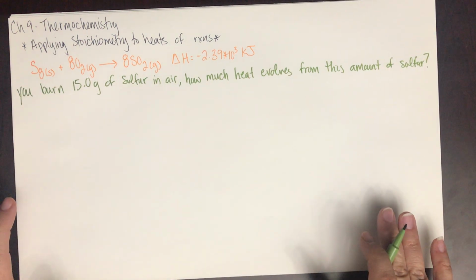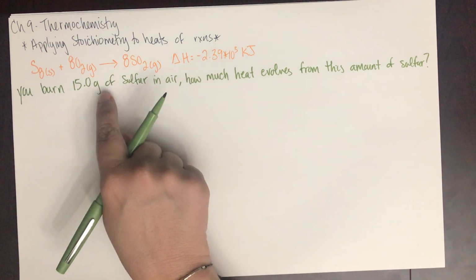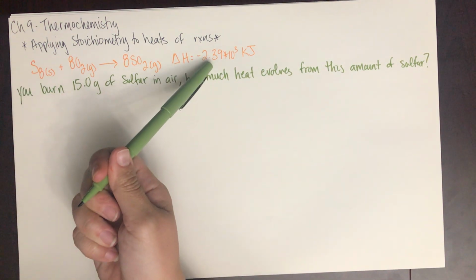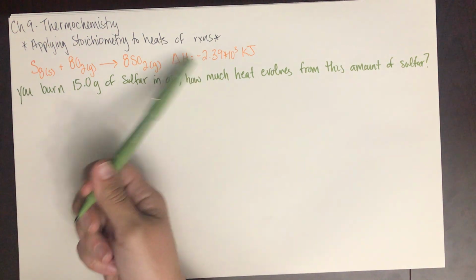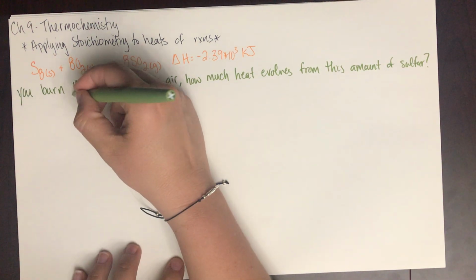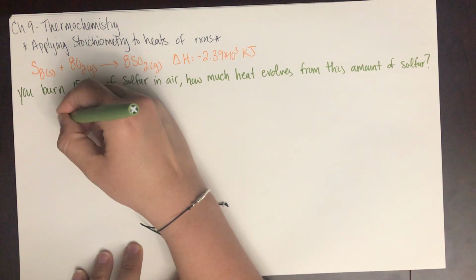Okay, so essentially what we want to know is how much heat is evolved from 15 grams of sulfur burning. What we have is this much heat evolved from 1 mole of sulfur burning. So we're just going to convert it to heat for 15 grams instead of heat per 1 mole. Whenever you're doing stoichiometry, you always want to start with the value that you're given. So I'm going to say 15.0 grams.